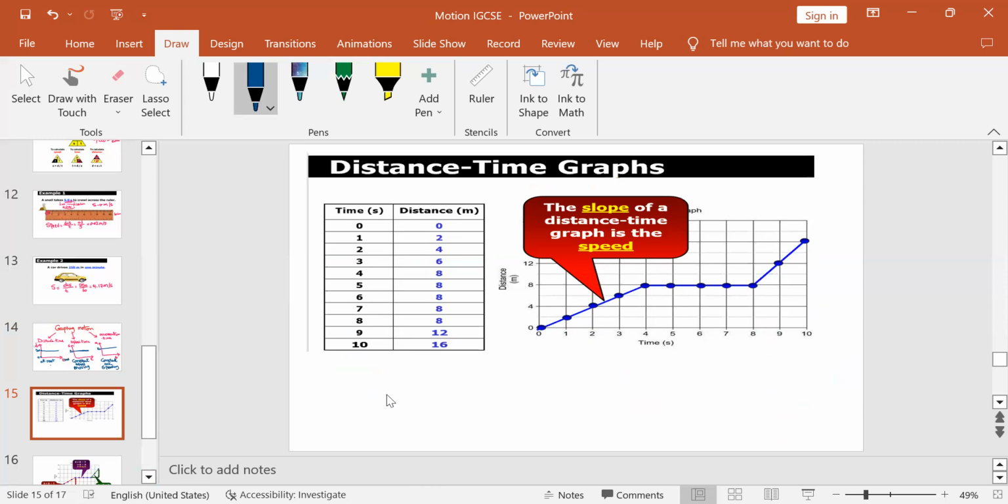let's discuss the table first. Here we have equal time intervals: 0, 1, 2, 3, 4, 5. Here the distance is measured in each second. Okay?